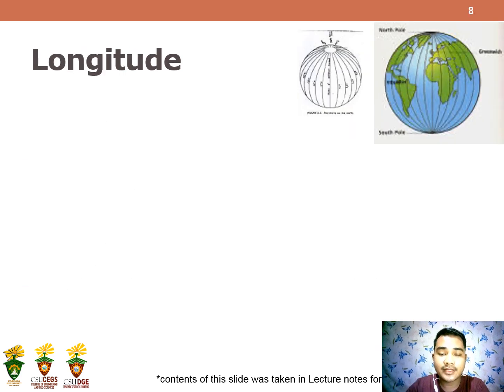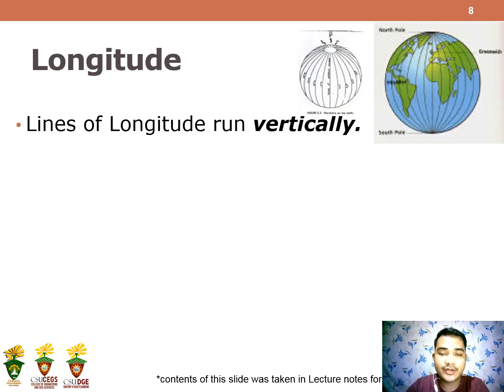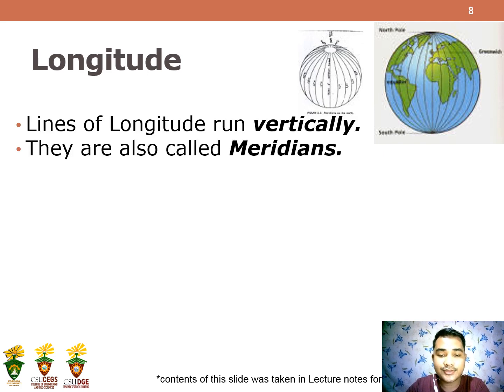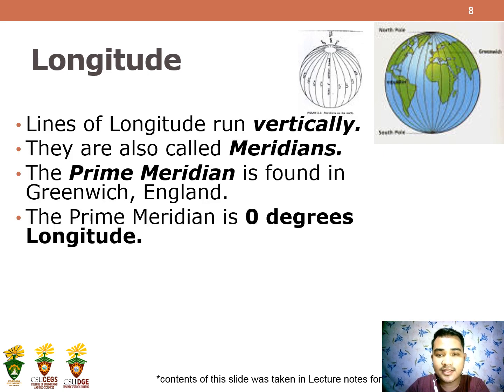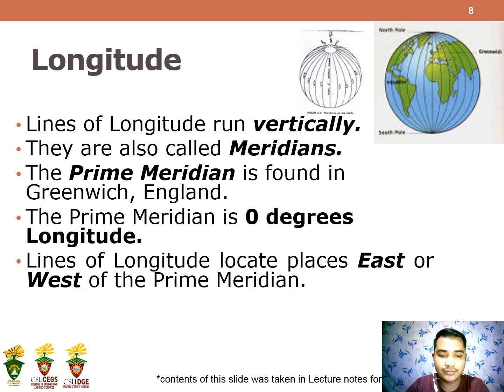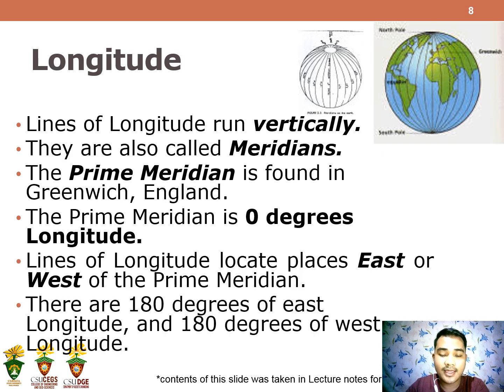Here are the facts about longitude. First, the lines of longitude run vertically. They are also called meridians. The prime meridian is found in Greenwich, England, and the prime meridian is 0 degrees longitude. Lines of longitude locate places east or west of the prime meridian. And lastly, there are 180 degrees of east longitude and 180 degrees of west longitude.